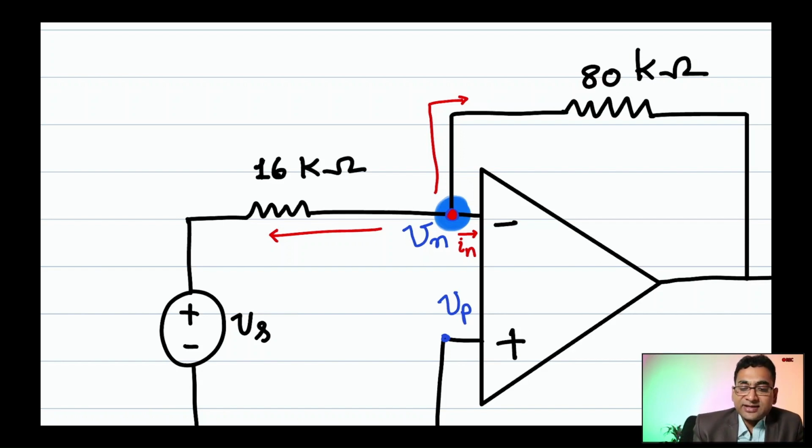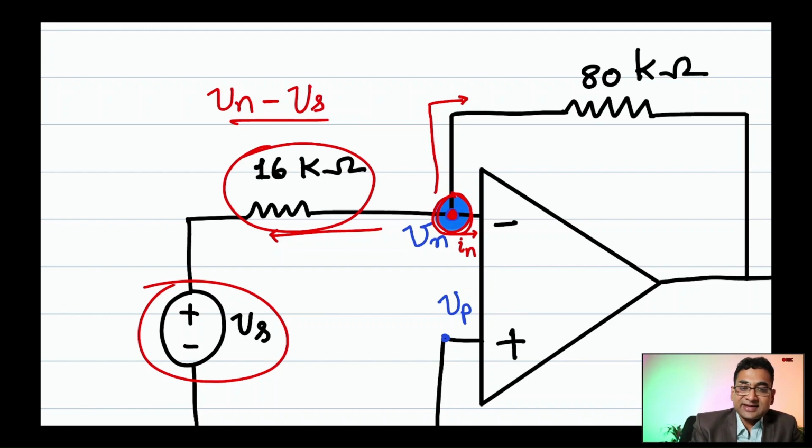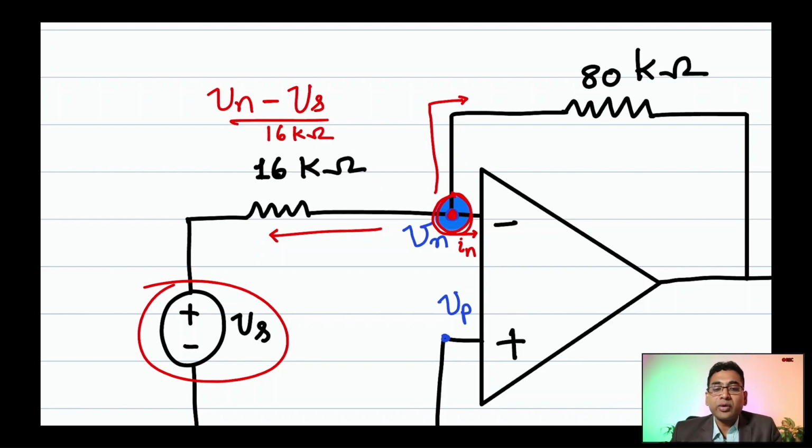Let's see what is the current here going from the node to the left. That will be Vn, which is the node voltage there, minus Vs over this resistance, 16 kilo ohms. That is the current flowing from right to left. It's going westward. That's the current flowing in the westward direction.